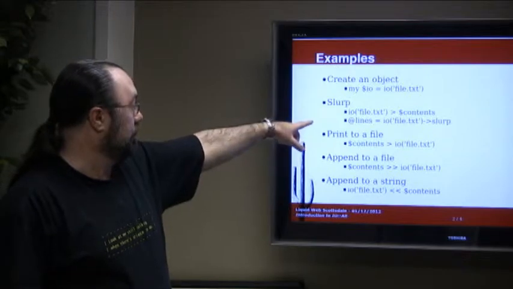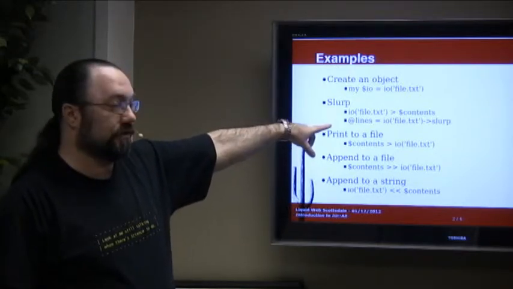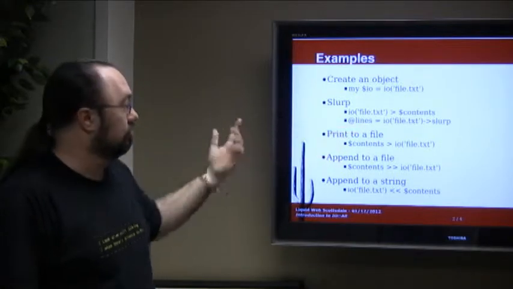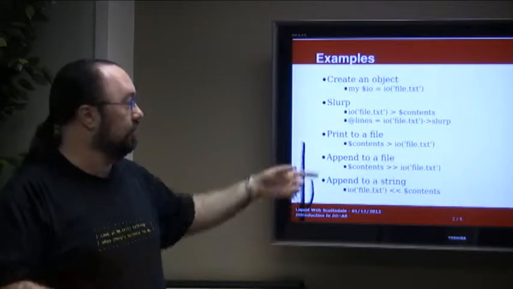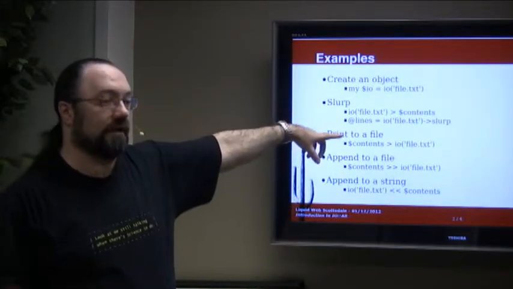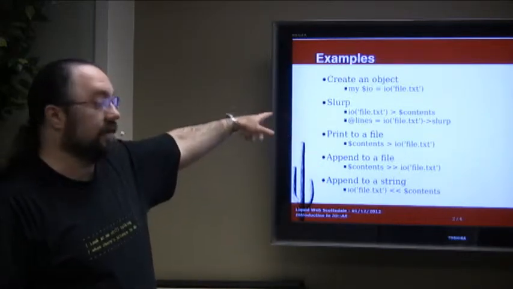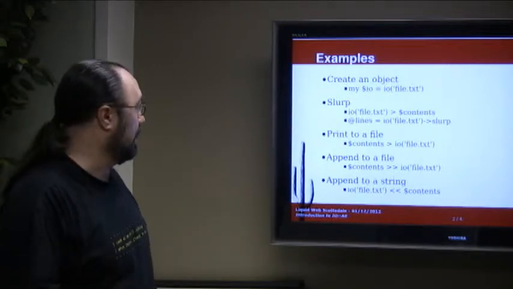If you wanted to do it into an array, here's another way of doing it: you can actually explicitly say slurp. So there's lots of different ways of doing it. You can either do it implicitly like in the first case, or explicitly by calling slurp. And like I said, it figures out by context what you're trying to do with the object.